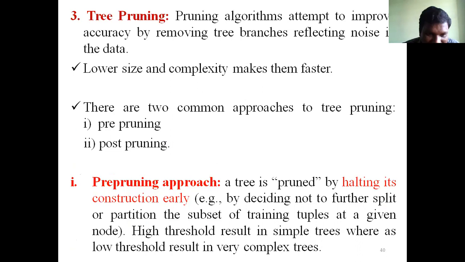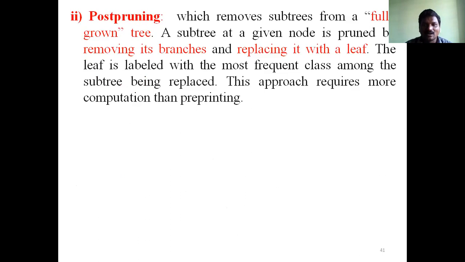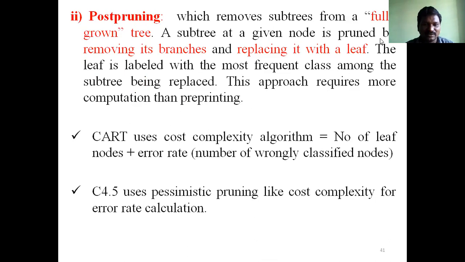We have two methods. Pre-pruning: before constructing the tree, you halt its early construction, that means prune the early construction. And then post-pruning: after fully growing the tree, you remove its branches and replace them with a leaf node. That means the subtree at a given node is pruned by removing its branches. These are the different pruning methods.